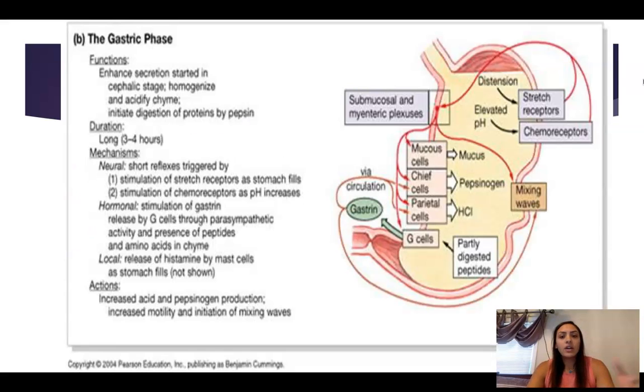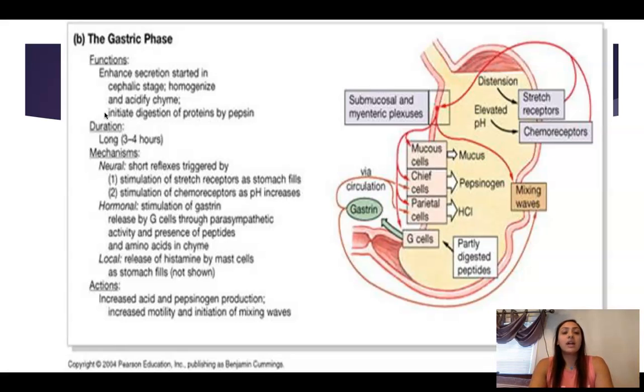I also wanted to incorporate this image because it has a good description of the gastric phase. Over here it says the functions. The function of the gastric phase is to enhance secretion started in the cephalic stage, which is the first stage of digestion, and then homogenize and acidify the chyme. Whenever I say chyme, I mean the gastric juices and partly digested foods. Also, the gastric phase initiates the digestion of proteins by pepsin.